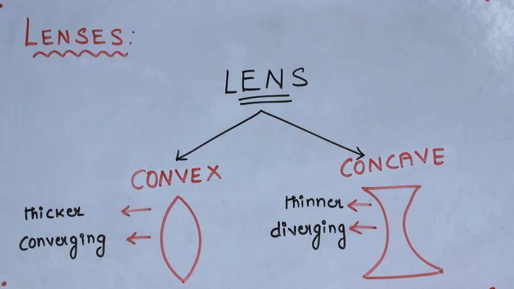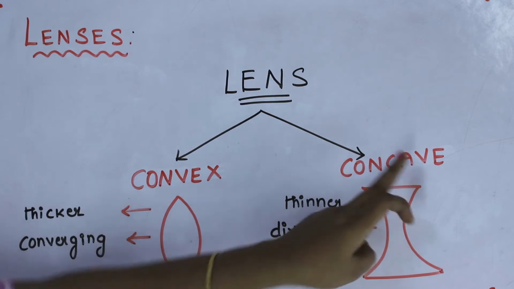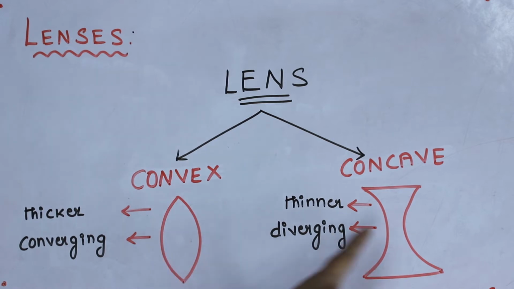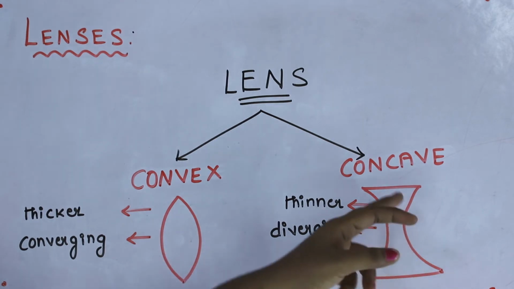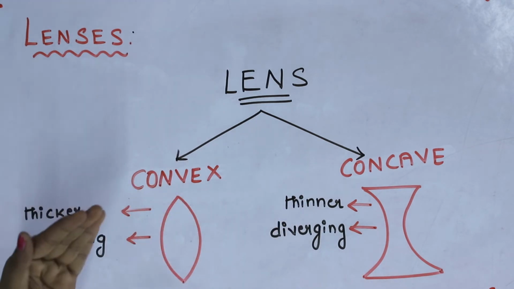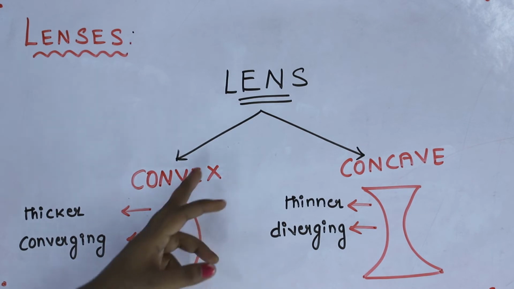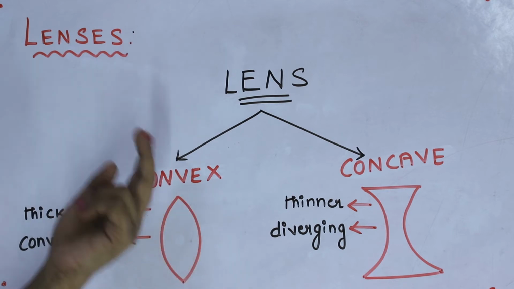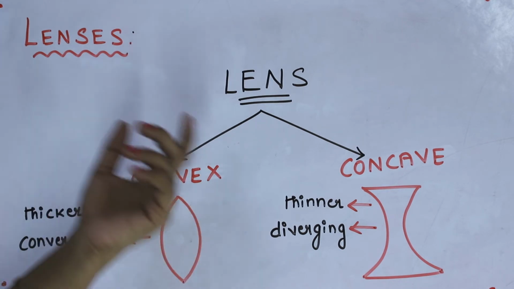Two things you have to remember when you come across the word convex. Convex will be thicker at the center and it is also said to be a converging lens. Concave is thinner at the center. Can you see? This is thicker at the center and this is thinner at the center, and a concave lens is also said to be a diverging lens. Now I will explain how the convex lens is formed from two spherical refracting surfaces. I will draw and show you.